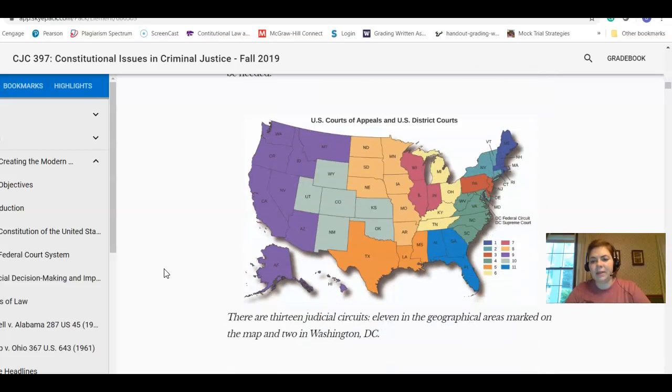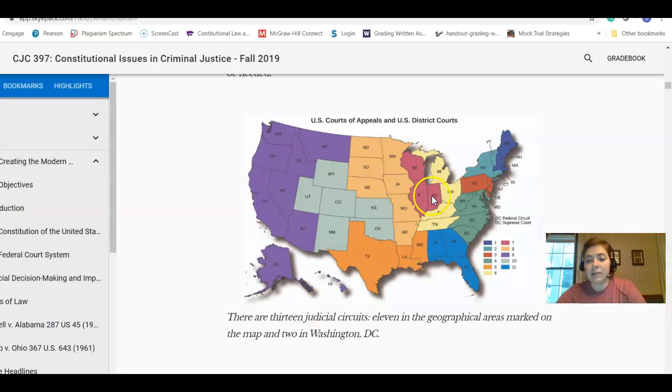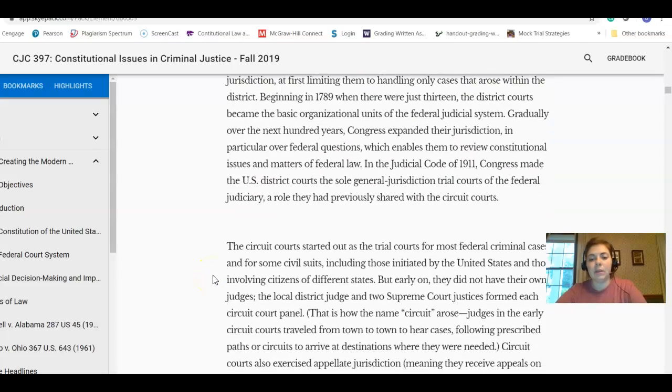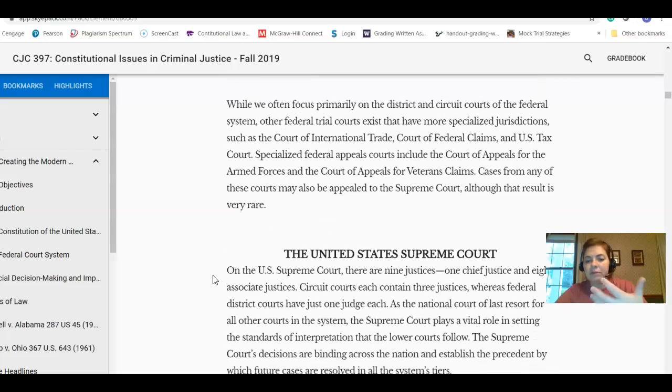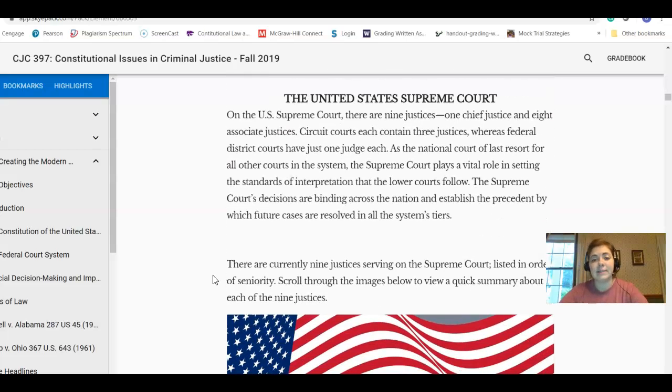There's a great map detailing the 13 appellate courts and how we're structured, so you can see that here in Indiana we are in the 7th Judicial Circuit, the 7th Circuit Court of Appeals, along with Wisconsin and Illinois. There is a lot more information there about federal courts, but we are going to be spending the bulk of our time this semester with the United States Supreme Court. In the United States Supreme Court, there are 9 justices. There's 1 Chief Justice and 8 Associate Justices.